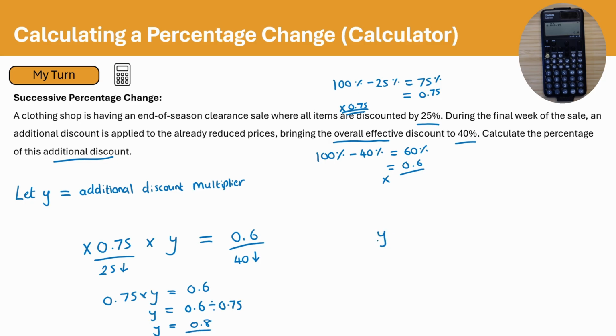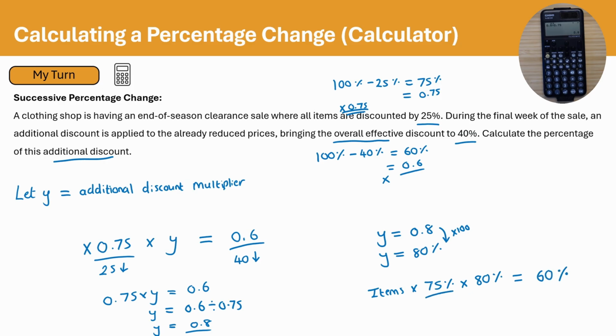Then what I need to do is interpret this multiplier. If y is 0.8 as a decimal, as a percentage, if we multiply that by 100 to turn it into a percentage, that's 80%. We had our items in the shop. They were discounted by 25%. In other words, we were left with 75%. That's the 0.75 multiplier. Then we multiplied it by our 0.8 multiplier, which is 80% of whatever's left over, which gives us this effective discount overall of 40%, meaning we had 60% left over.